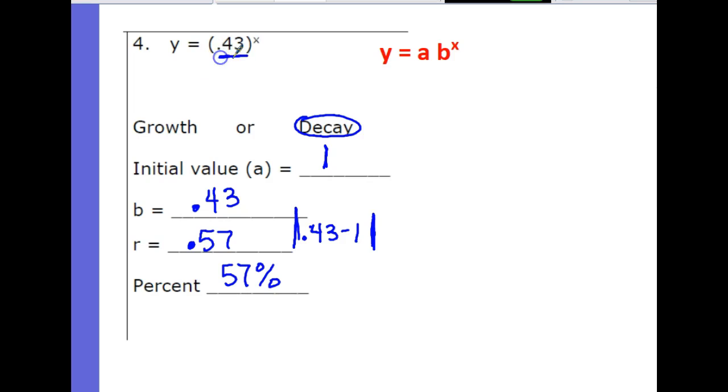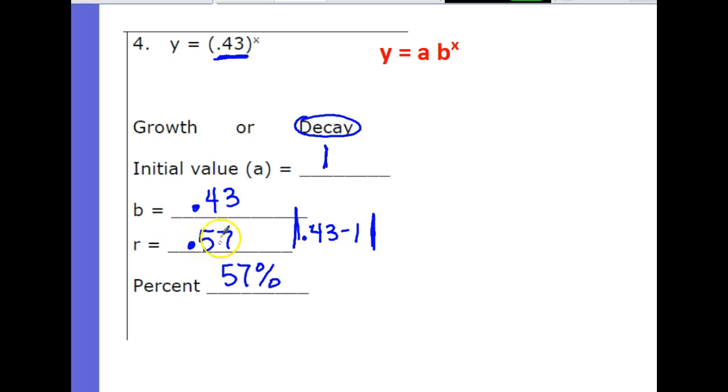Smaller. There's no number out in front, so the initial value is 1. B is this number right here. The rate, where did I get this 0.57 from? 0.43, subtract 1, but it can't be negative, so you just take the absolute value.